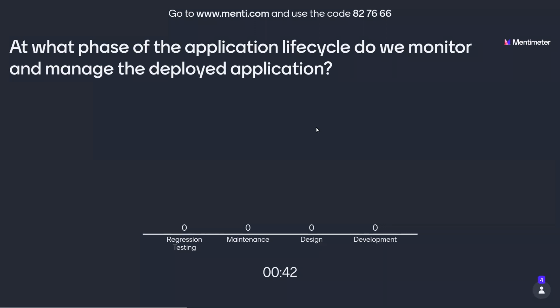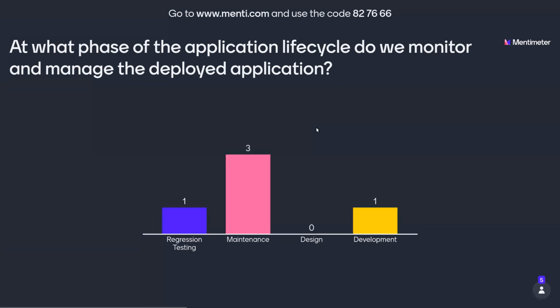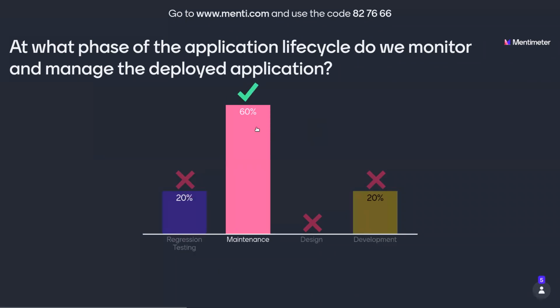I did put a little trick in this one, so I'm keen to see. I don't know why I gave 80 seconds for these. That's very long. It's okay though. Okay, still 3 got it, so that's cool. Regression testing was the trick I put in, because when we're monitoring and managing and updating the application, that definitely falls under regression testing in a way, because that's when we're doing testing.